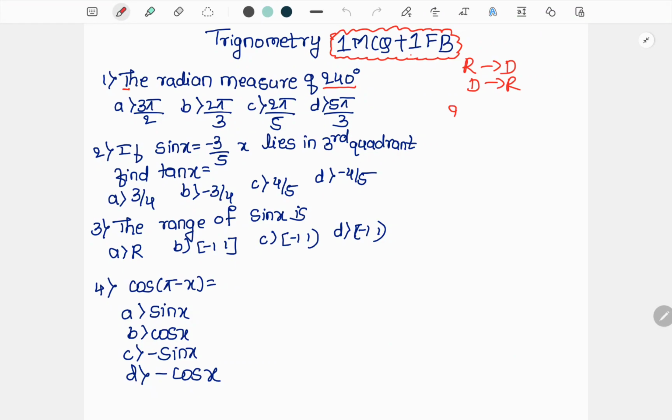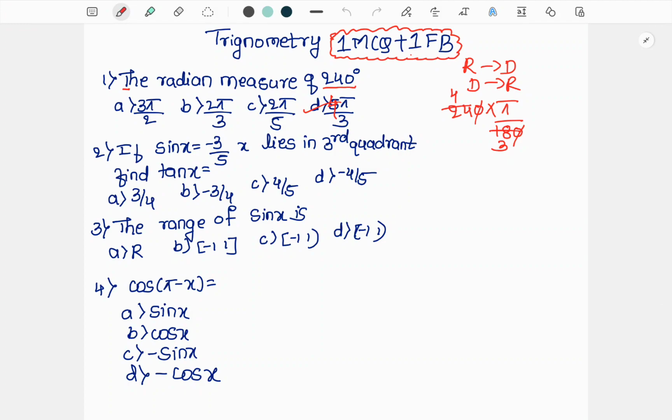So 240 degree is given. If you want to convert this degree to radian, remember you have to multiply by pi by 180. So 0 0 cancels. 6 3s are 18, 6 4s are 24. So 4 pi by 3 is the answer. So if you observe here, it is not there. So just make it as a 4. So this will be the required answer. Maybe I have written the wrong option.